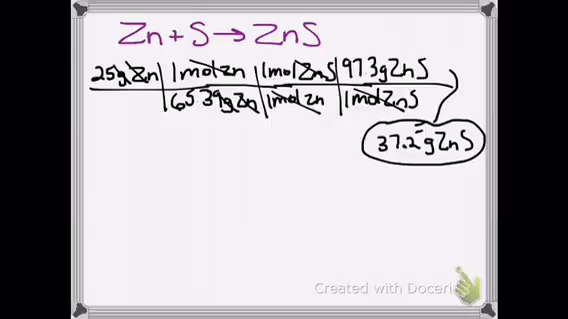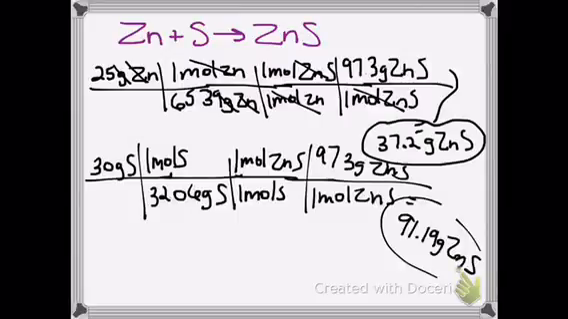Next, you multiply the top row and divide by the bottom row. In order to do this, you would do 25 times 1 times 1 times 97.3. You would get the product of that, and then you would divide that by 65.3, and your answer turns into 37.2 grams of ZnS.